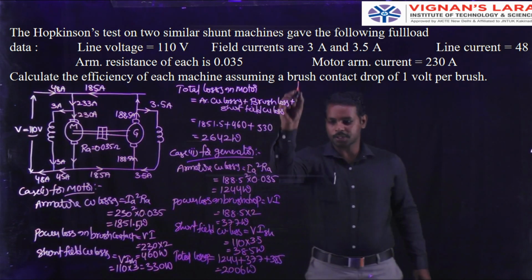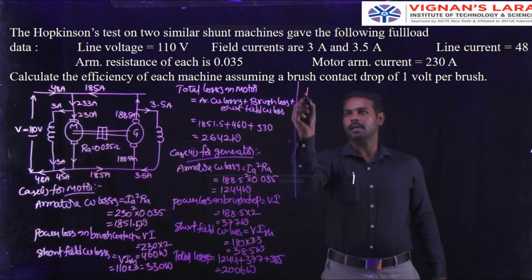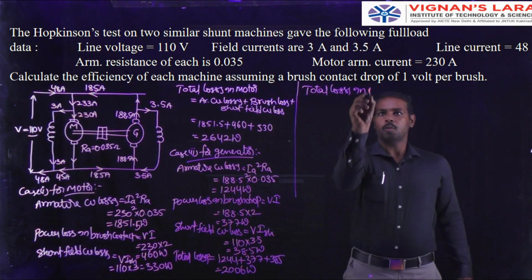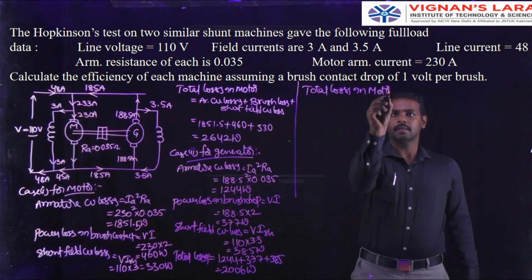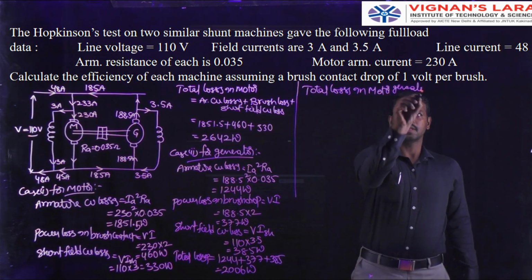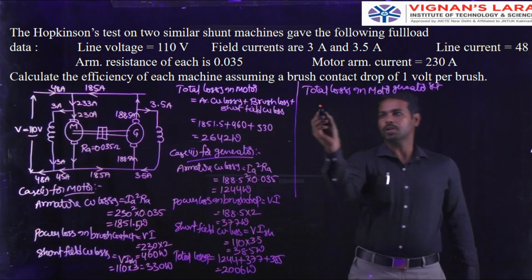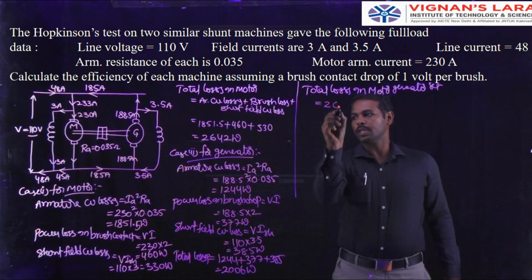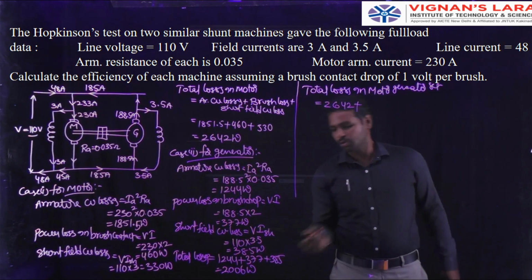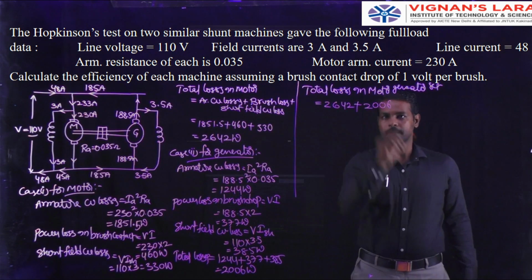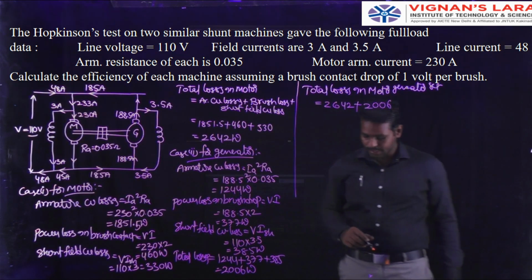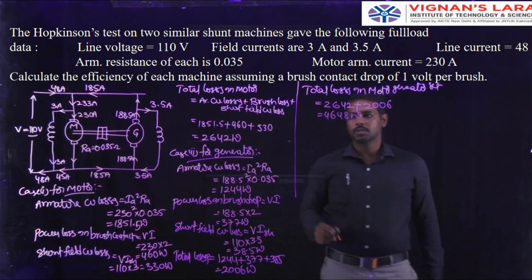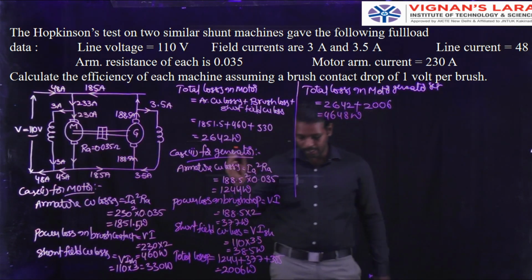So the total losses in the motor generator set are equal to the summation of these two, 2642 plus 2006. So the motor generator set is equal to 4648 watts. So these are the total losses in the motor generator set.